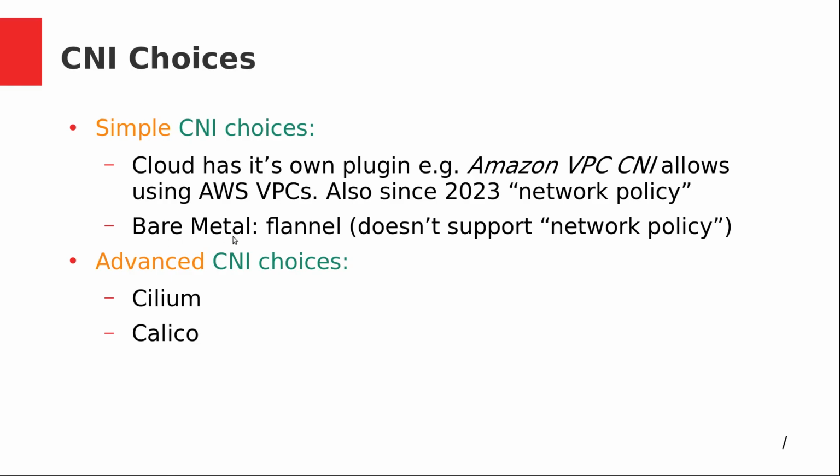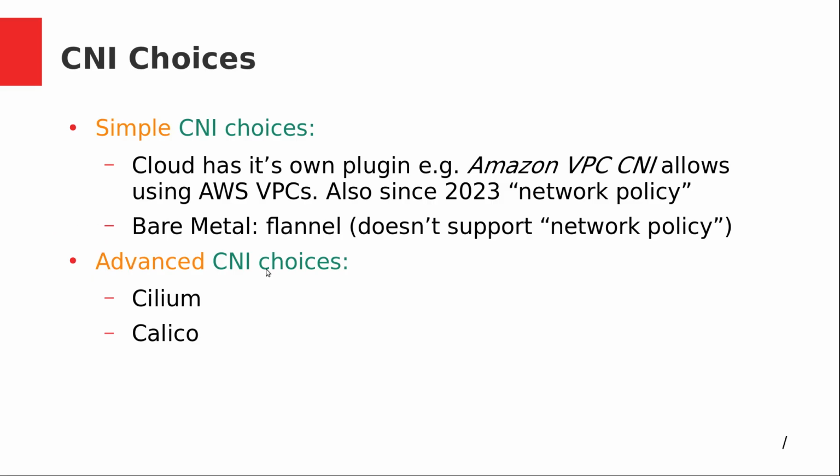Now, if you're on bare metal, you're not in the cloud, you still need a CNI, but you don't have a default one available, so you need to pick one. A pretty typical choice is perhaps Flannel, because it's simple and it will do a basic job of getting networking working. But it doesn't support, for example, network policy, so it doesn't support the more advanced features.